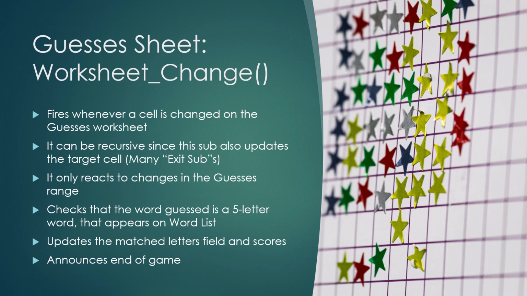Some of the things that it does is checks that the word guessed is a 5-letter word. It reacts if the word is too small, it deletes it. If it's too large, it truncates it. It updates the matched letters fields and scores, and announces the end of the game. It does some other little things along the way too, but like I said, it's going to do a lot, so feel free to pause and rewind this part of the video because this is where you could make a lot of mistakes just trying to type in the code without understanding what it does.